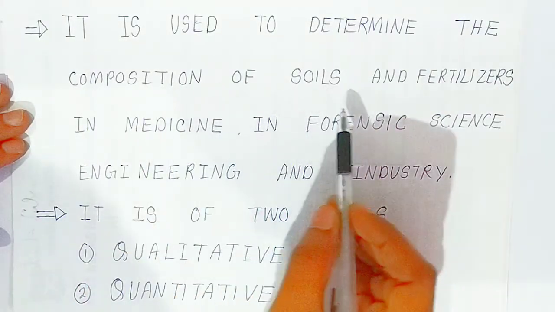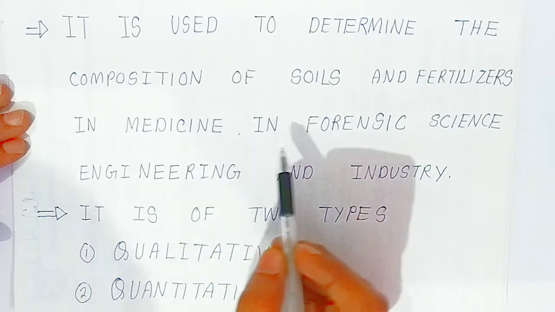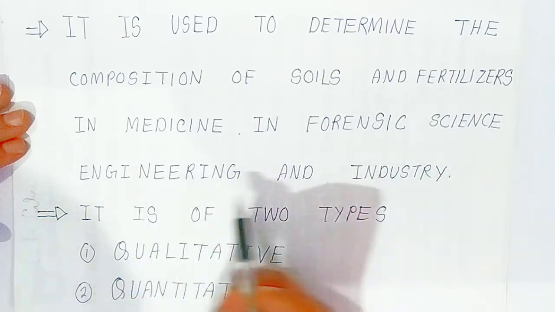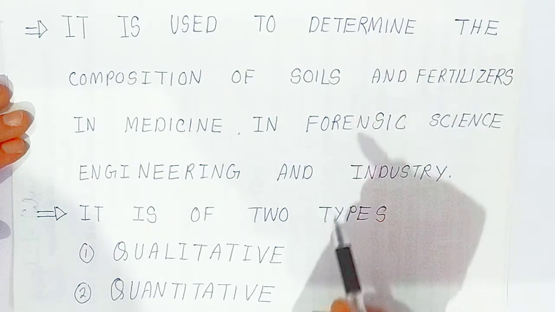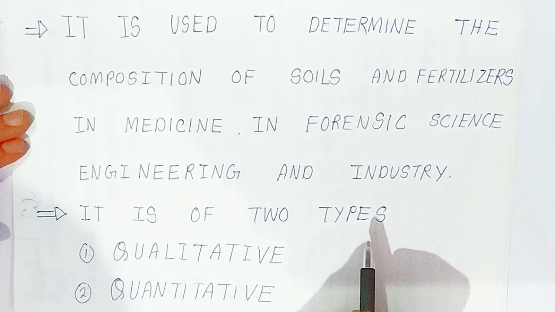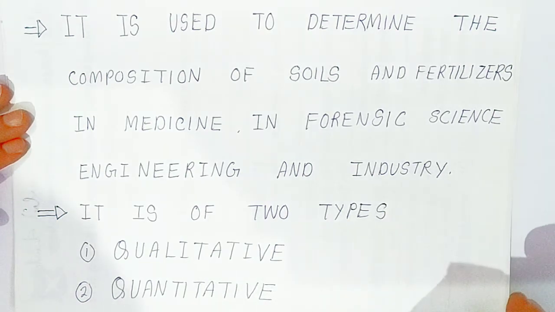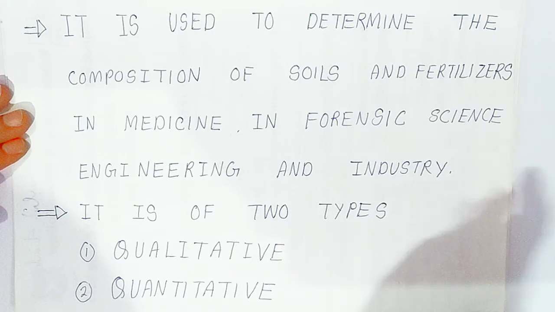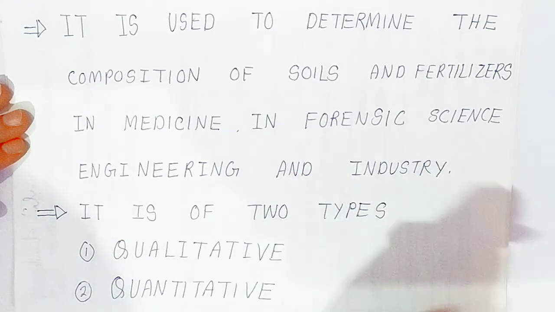Now students, it is also used to determine the composition of soils and fertilizers, in medicine, in forensic science, engineering and industry. So here analytical chemistry is used. It is of two types: qualitative and quantitative. Two ways we are going to analyze the substances, qualitative and quantitative. Quantitative is the amount, and here we are seeing whether it is acid or base, that is qualitative.